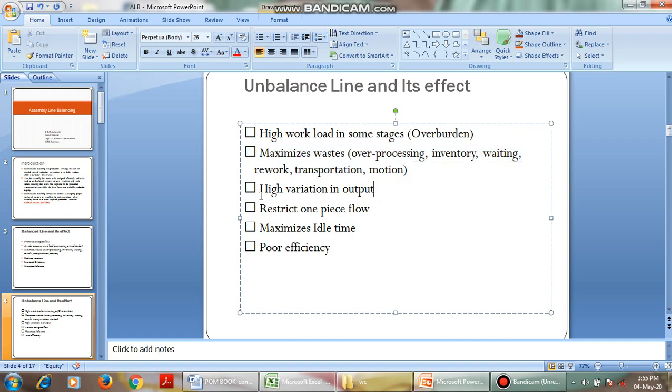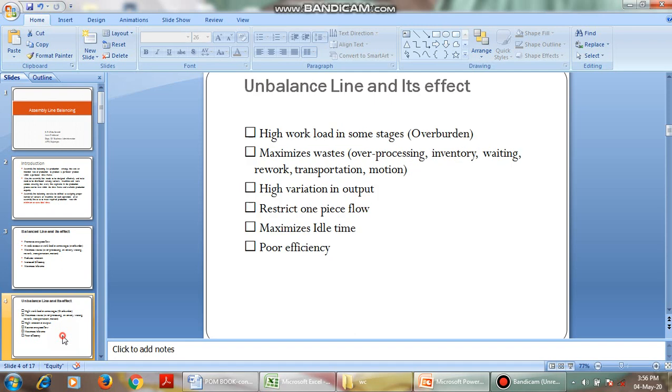And high variation in output, that is, in quality and quantity, there is a high variation. And it restricts one-piece flow, that is, we can produce only one type of product. And it maximizes the idle time. If there is no balance of assembly line, then the idle time is more, there is more wastage of time, the workers and machines will become idle, production will become idle, and the efficiency is poor. That is the reverse of the balanced line effect.